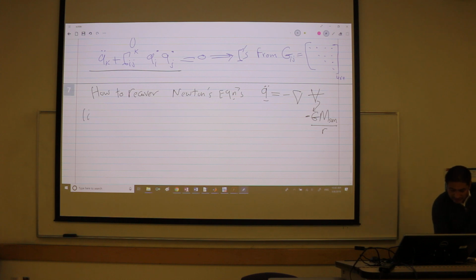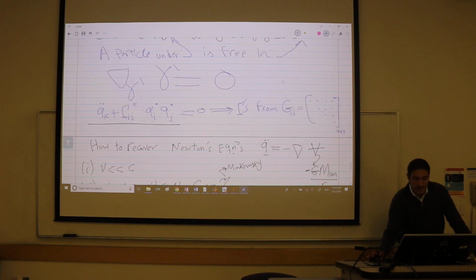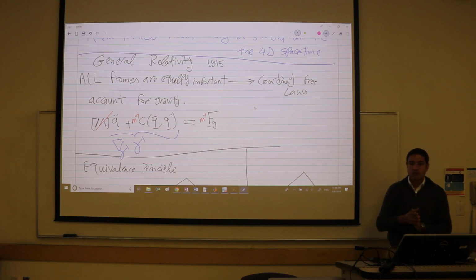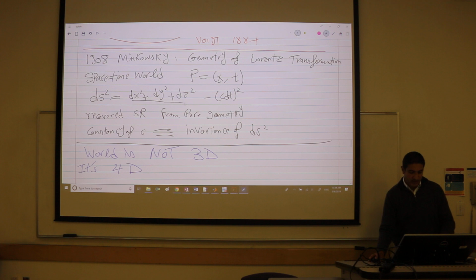So to recover Newtonian mechanics, here are three requirements. The speeds should be much smaller than the speed of light, right? Second, it has to be a weak gravitational field. So the g_ij that we're looking for is just eta_ij, the Minkowski thing. One of the requirements that Einstein put at the beginning, he wants all frames to be equally important, he wants to account for gravity, and he wants to recover special relativity in the limit. So, infinitesimally, we have a flat space. This is a flat space, Minkowski.